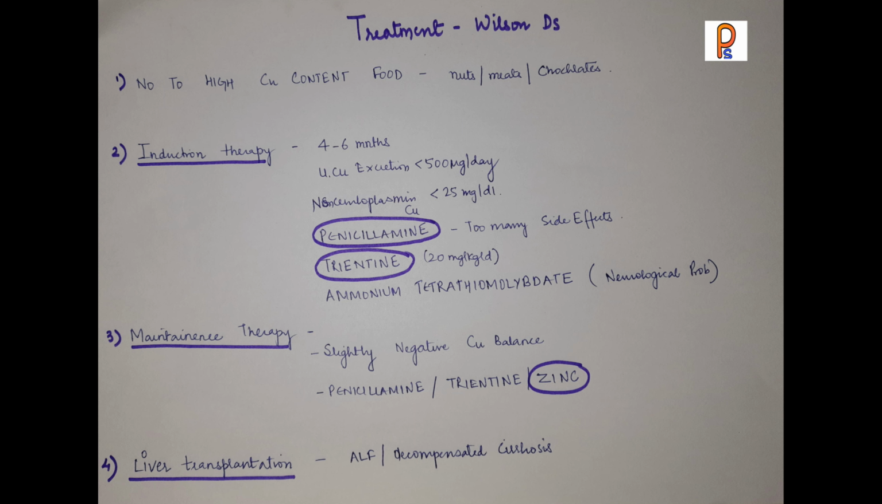Then another thing, if we have decompensated cirrhosis or the child is in acute liver failure, then we may need liver transplantation as the only option available for management of Wilson's disease.